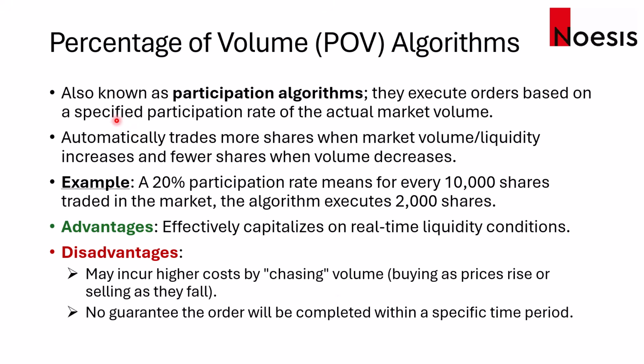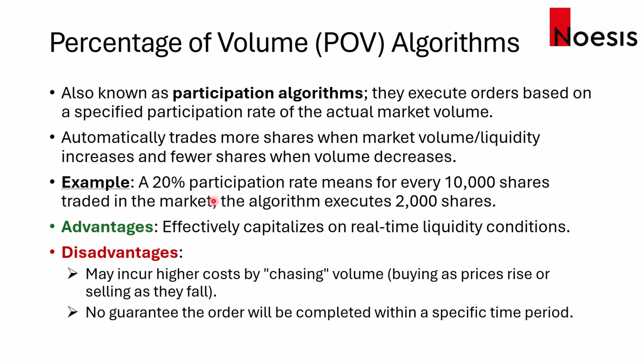Now, let's look at the first type of algorithm, which is the percentage of volume or POV algorithm, often called the participation algorithm. The core idea here is that the algorithm executes orders based on a set participation rate of whatever is actually happening in the market. It is highly adaptive. If market volume and liquidity pick up, the algorithm automatically trades more shares. If things quiet down and volume decreases, the algorithm scales back and trades fewer shares.